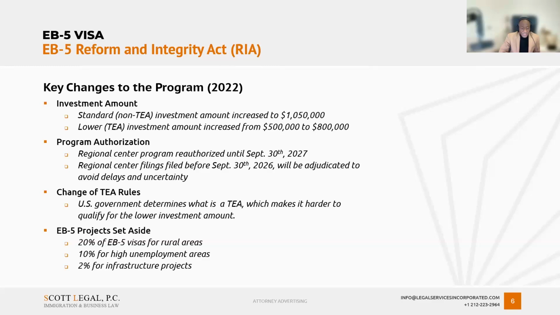The other big change is the targeted employment areas and what constitutes a targeted employment area. USCIS is the only one who can determine that now. Another big change is the carve-outs, or set-asides, for rural areas, high unemployment, and infrastructure projects. Basically, USCIS has said that they're going to reserve a certain number of petitions in each category, and this had the significant effect of making categories current for a number of nationals who otherwise wouldn't have been current, in particular nationals from China and India.